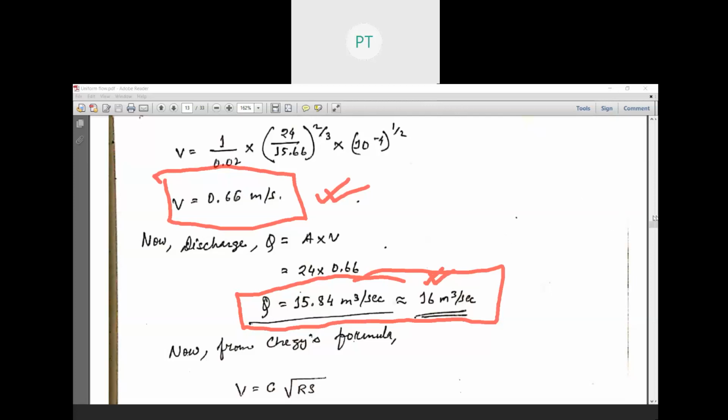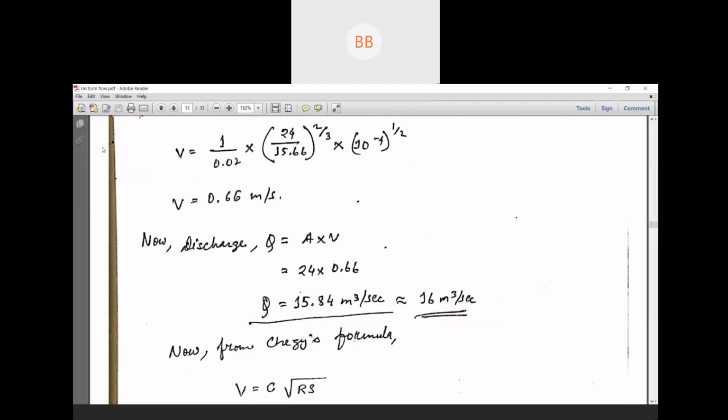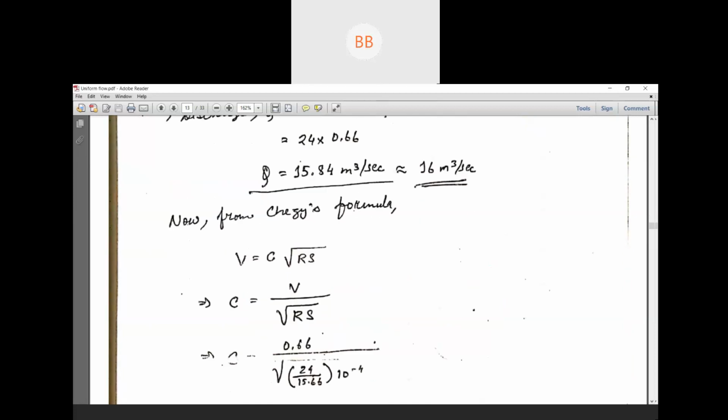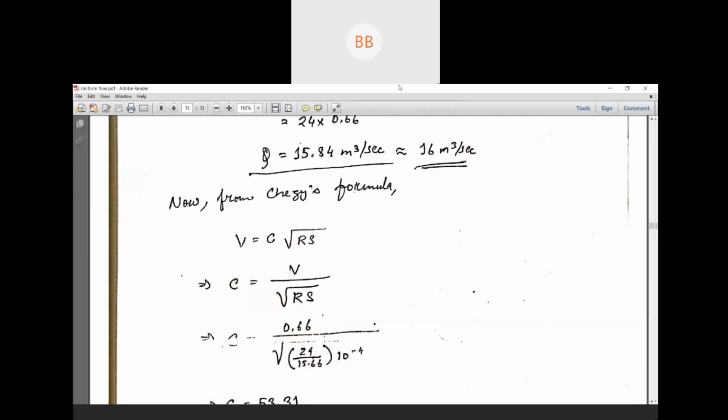Okay, you got 15.84. Okay, then we move on to the next part of our problem. Now we need to find out the Chezy's constant.